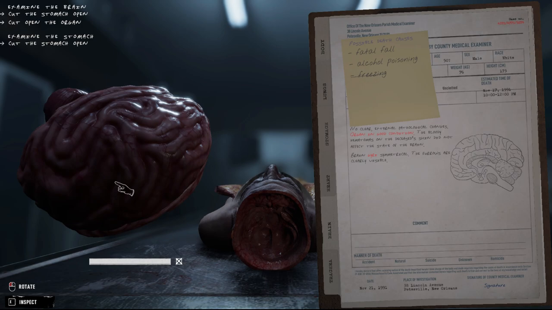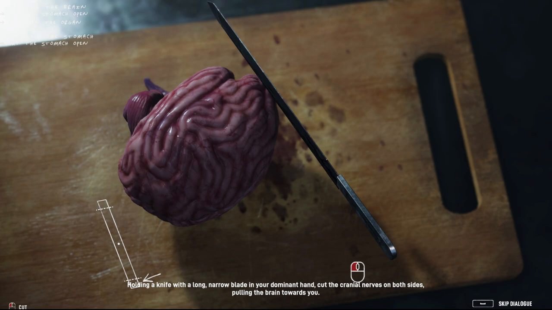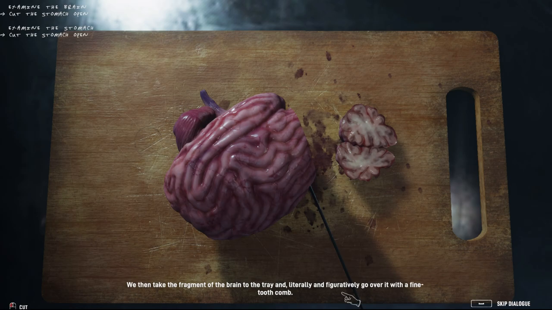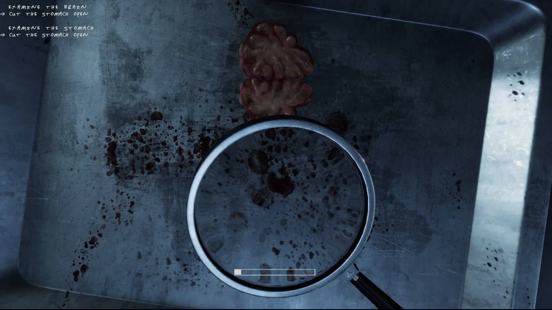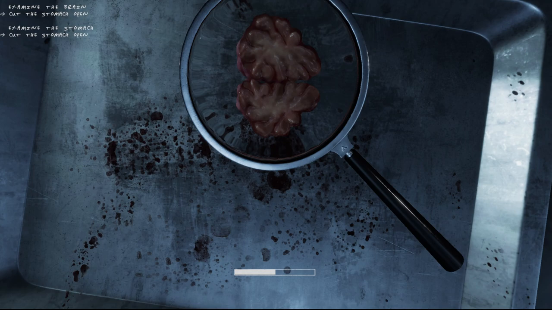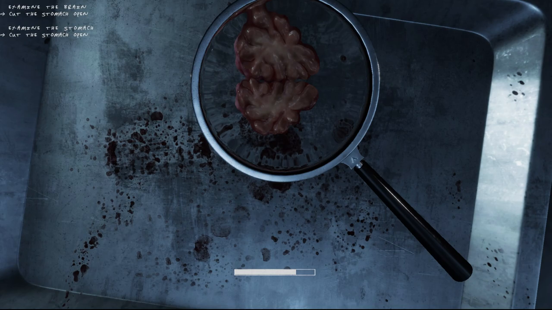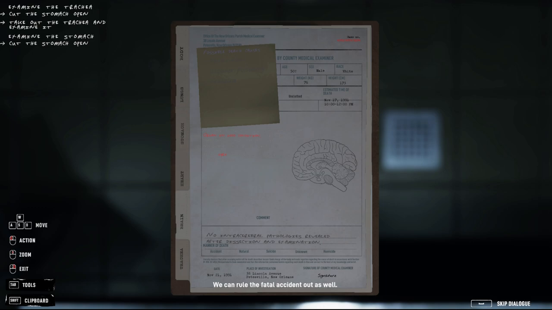Holding a knife with a long, narrow blade in your dominant hand, cut the cranial nerves on both sides, pulling the brain towards you. Fragment of the brain to the tray, and, literally and figuratively, go over it with a fine-tooth comb. Just as I initially suspected, we can rule the fatal accident out as well.